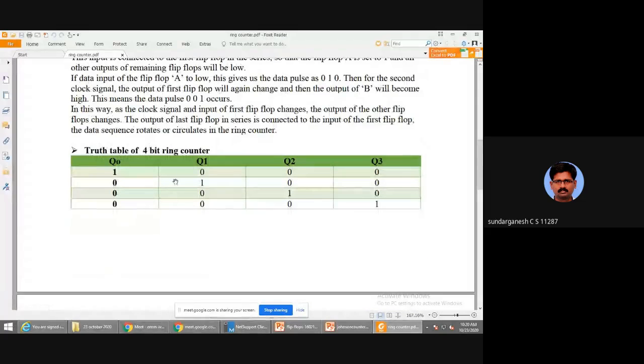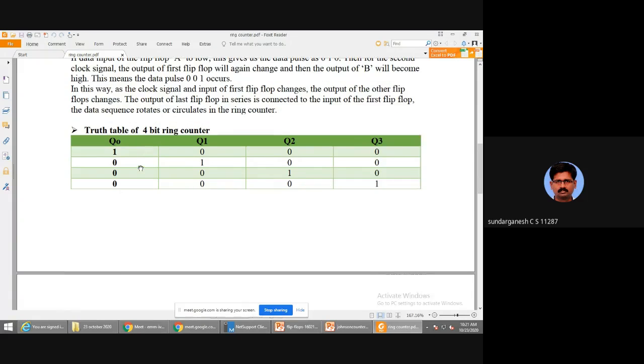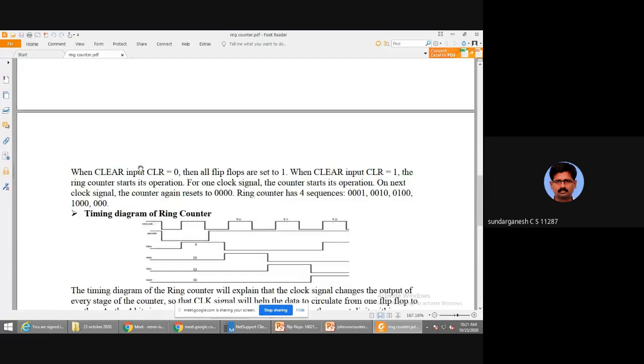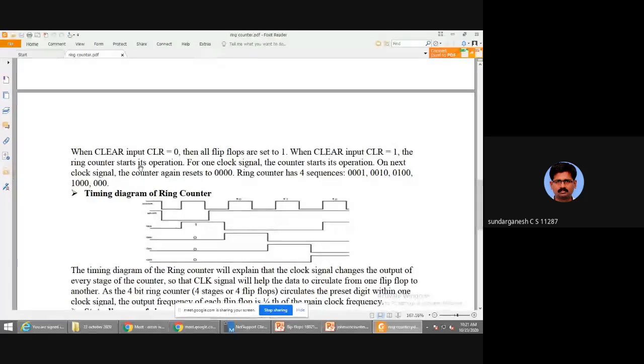In the truth table of a 4-bit ring counter, initially Q0 is 1. This 1 will go to Q1, Q1 to Q2, Q2 to Q3, and once again it will come back to Q0. This circulation of data is known as a ring counter. For the ring counter, initially we make all the flip-flops 0 by using the clear input.